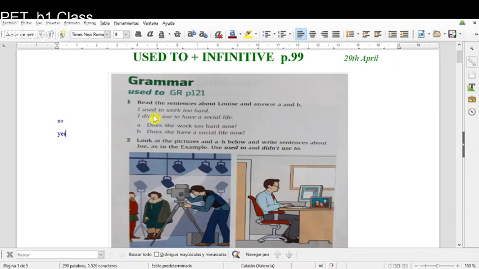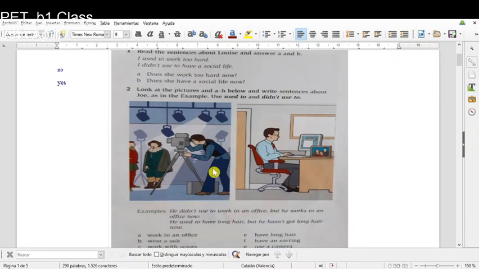Por lo tanto, si antes solía trabajar mucho, ahora no. I didn't used to have a social life. Si antes no solía tener vida social, ahora sí. Then, to use used to, you have to express past routines, past habits, and with a change in the present. Si no han cambiado, no puedo utilizar used to. Let's see. For example, this is yo in the past. Yeah? And this is yo in present time.